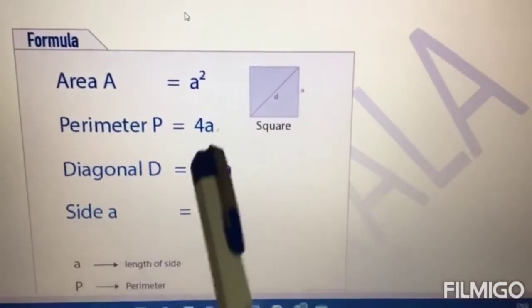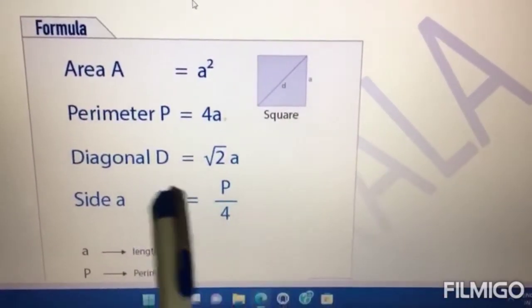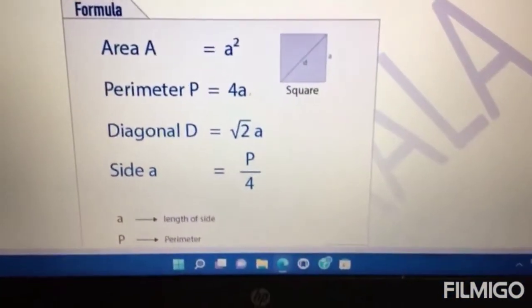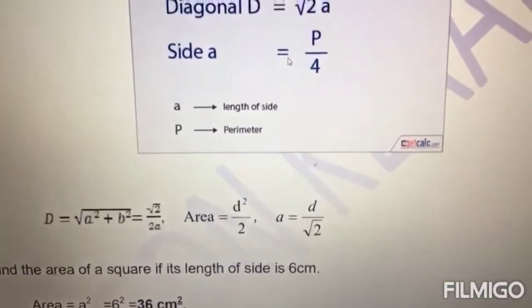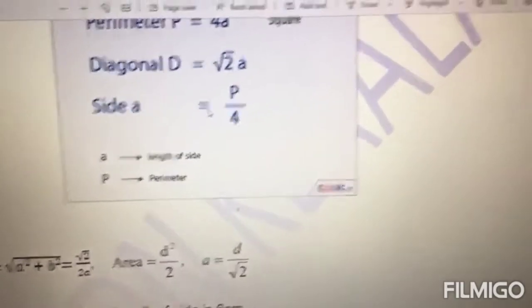Diagonal is equal to root 2 into A, which is a side. And side A is nothing but the perimeter P divided by 4 from this formula. You'll have to memorize these formulae. Okay, diagonal D, now look at this.